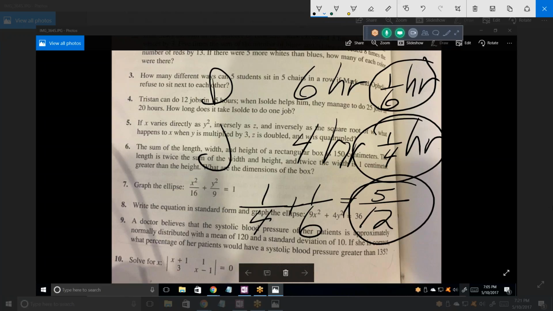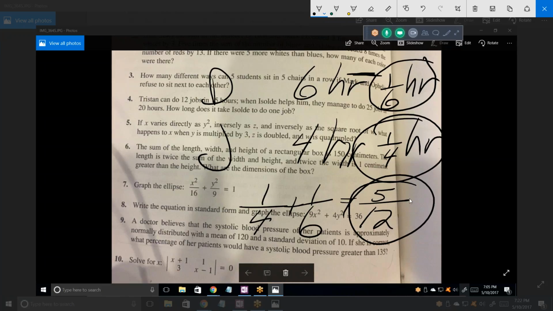Just always break it down to what part of the job you can do per unit time measurement. Most of these are hours. This one's hours. Could be, like I said, minutes. Could be days. If we're talking about painting a house, it might be days. So it doesn't matter. Whatever the time frame is, figure out how much of the job each individual can do in 1 hour. That is the secret entirely to doing those.